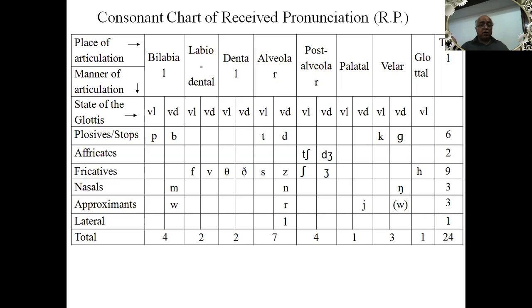3 nasals, ma, na, nga. 3 approximants, wa, ra, and ya, and 1 lateral, la. So nasals, approximants, and laterals we'll do in detail in the next class. So as for now, I think this will be otherwise really heavy for all of you. Please go through this video and we'll learn a lot.